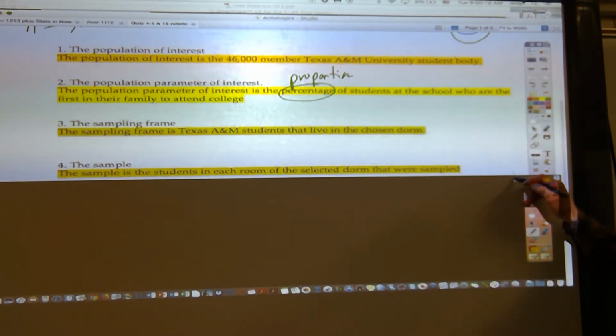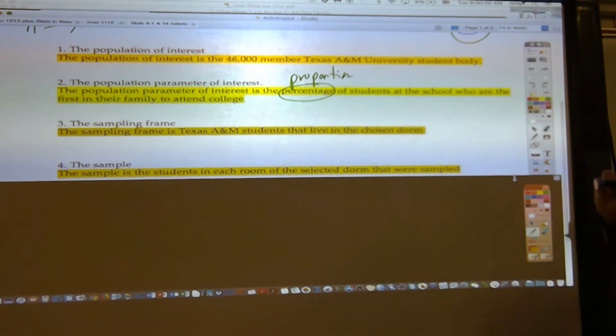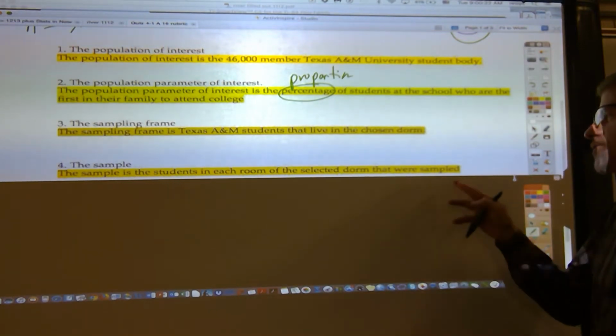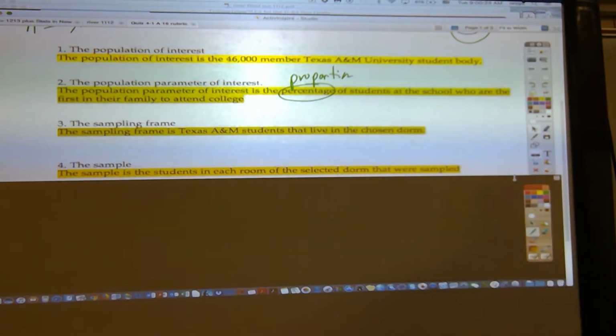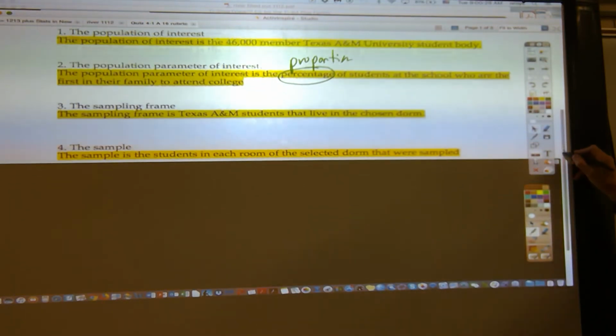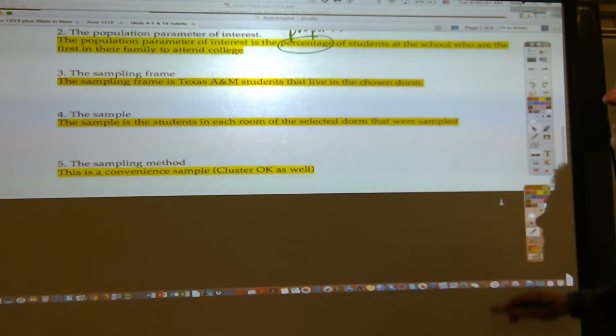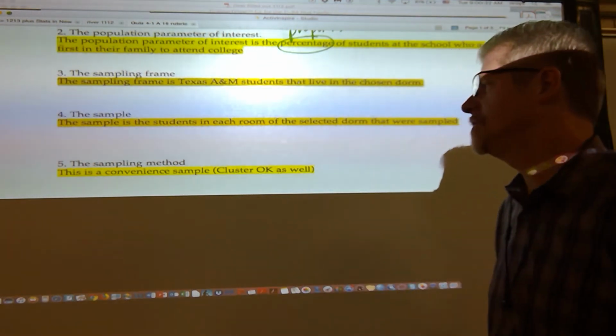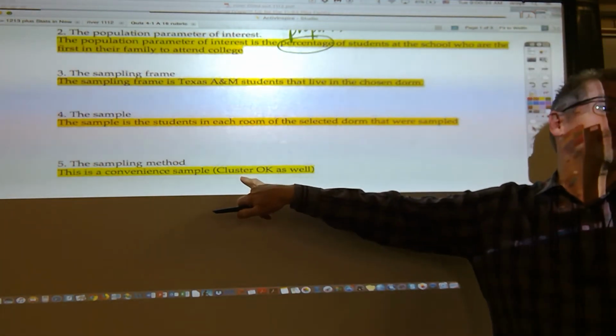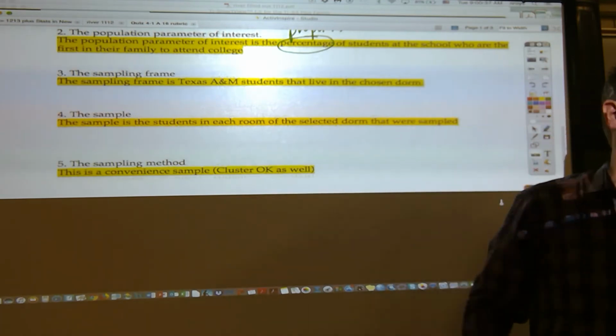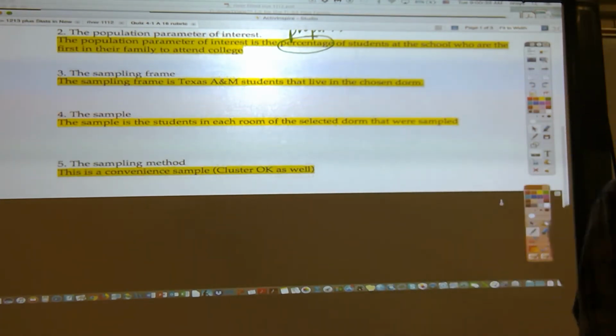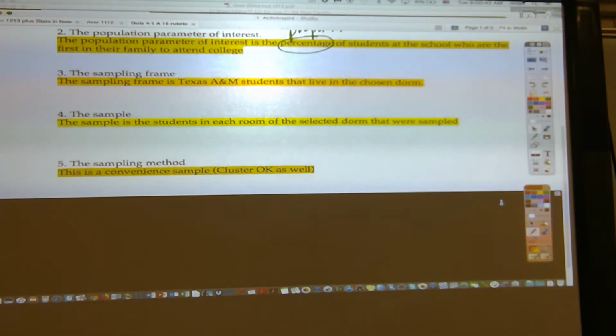The sample is the students in each room of the selected dorm that were actually sampled. So the sample is basically the students who answered the door and responded to the questions. And finally, the sampling method: it's a convenience sample, or, see, the rubric says if you said cluster, that's okay. They accepted it, since it's not specified whether they randomly selected that dorm or just conveniently picked it.